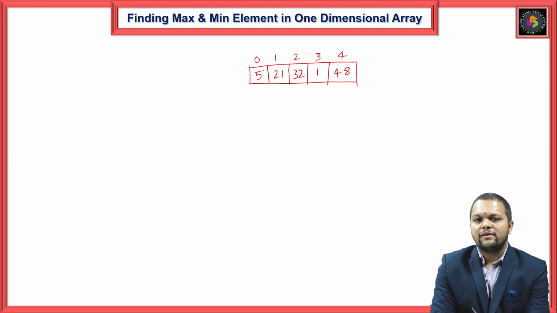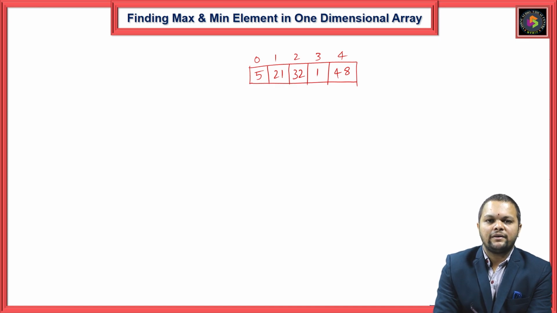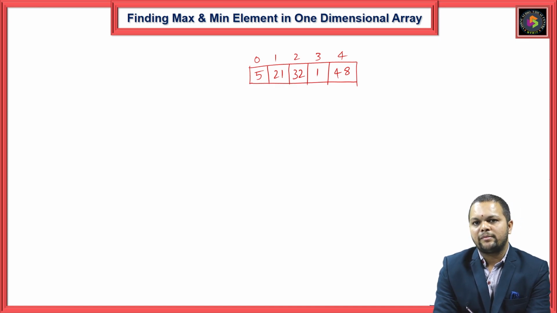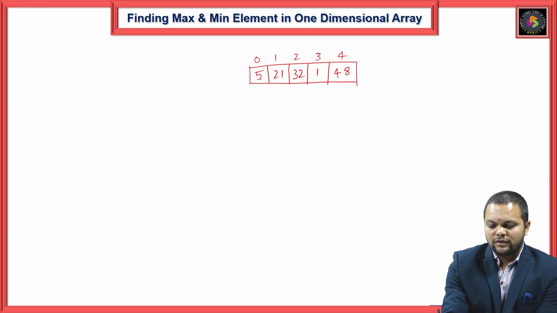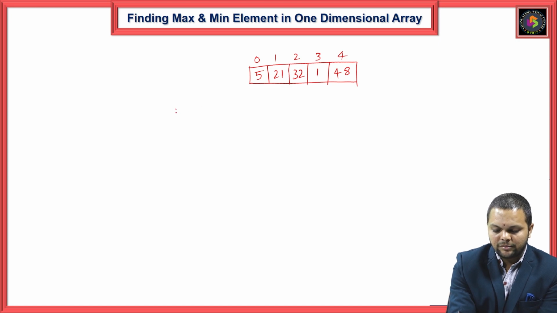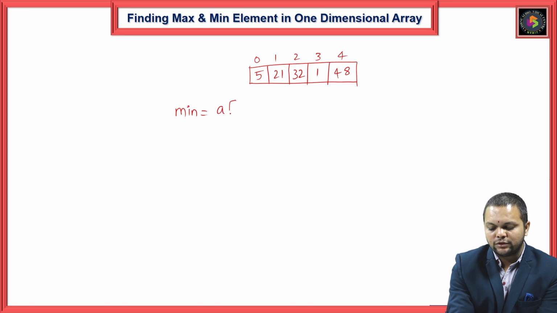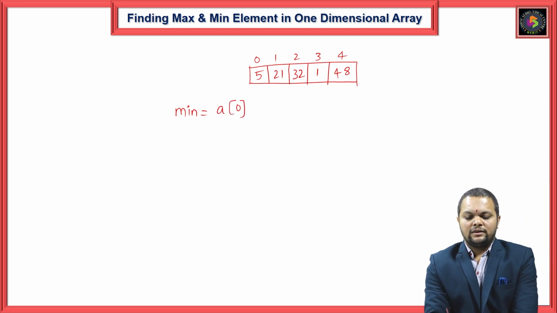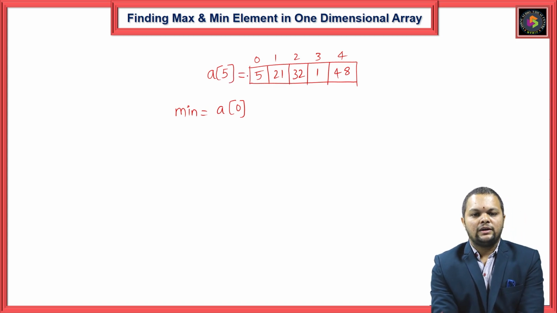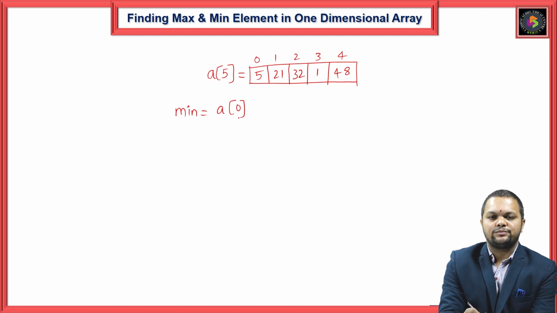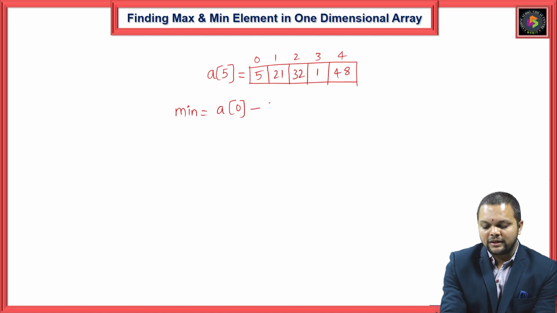But if I am having more elements, where we cannot find the minimum and maximum by looking at them, we need to have a particular code for that. So how to do it, we'll see. I'm starting with the first element. Let me say if I'm having only one element, the minimum value is a of 0. Let me say this array is a of 5, total elements are 5. A of 5 is equal to this array. Minimum is nothing but a of 0. That means the minimum value, a of 0, is 5.